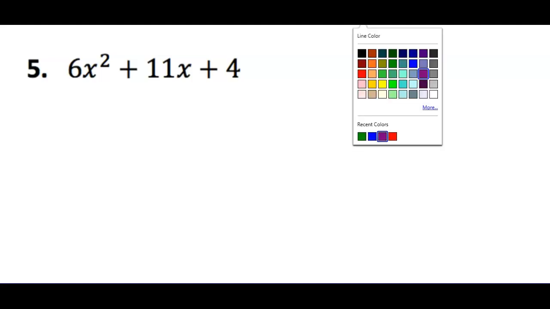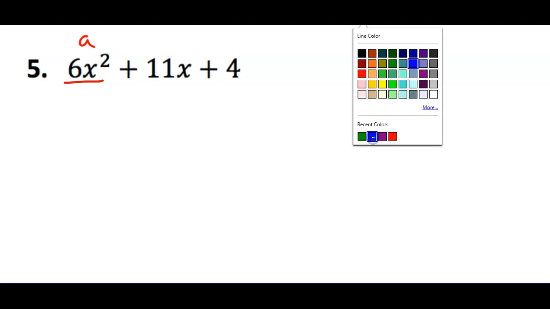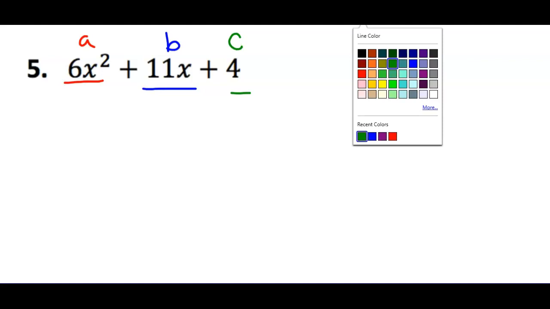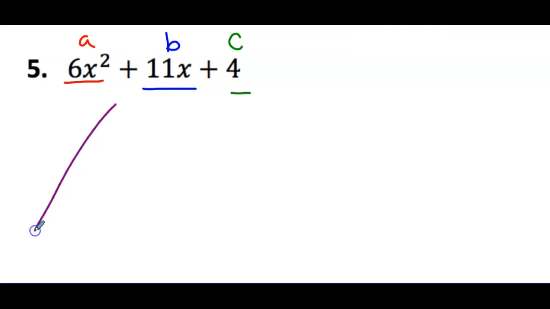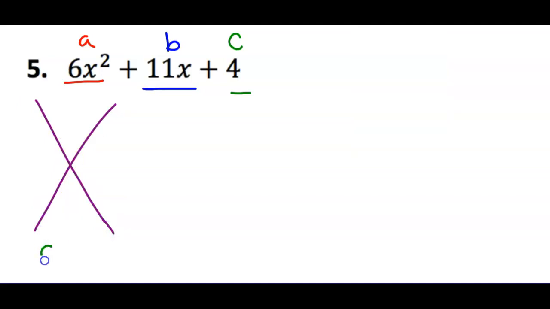So, let's identify things. I've got my A. I've got my B. And I've got my C. So if I make my diamond, again, I'm going to take A times C, and A times C, 6 times 4 is 24.